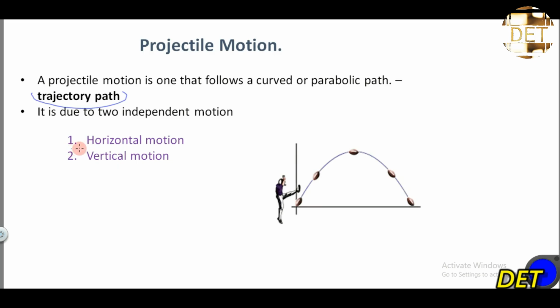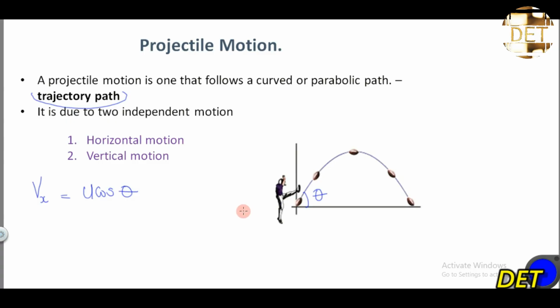The velocity that drives the horizontal motion is the horizontal velocity, and it is given as Vx is equal to u cos theta, where u is the speed at which the projectile is projected, while theta is the angle of projection.